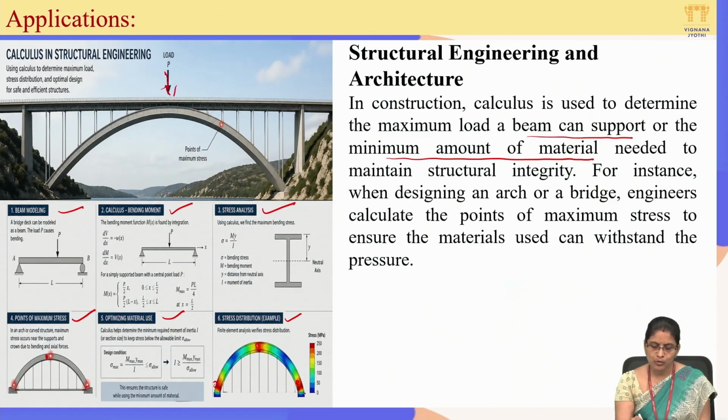If the color is blue, the stress is low, whereas if the color is red, the stress is high. For example, if we design an arch or a bridge, engineers calculate the point of maximum stress to ensure the material used can withstand the pressure. So these are the simple examples where calculus is used.